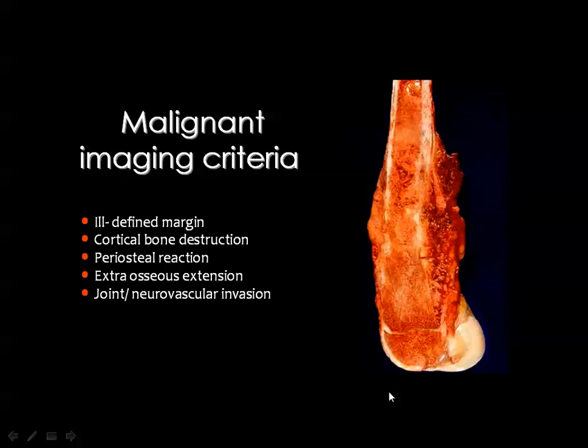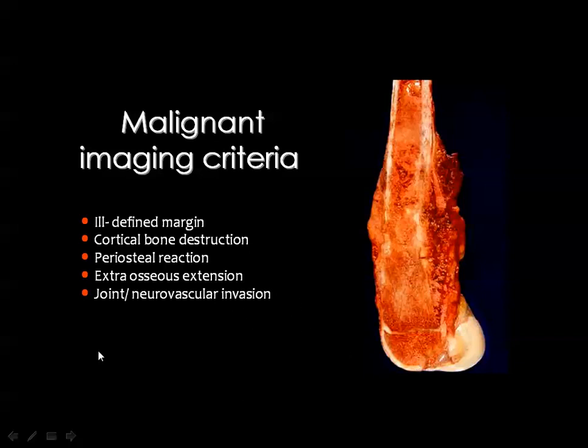Starting with the malignant criteria, which are quite different from the benign criteria we have mentioned before. And you remember that the benign criteria include an expanding lesion with sclerotic margin, no periosteal reaction, no extraosseous soft tissue component. And here the malignant criteria are almost the opposite.